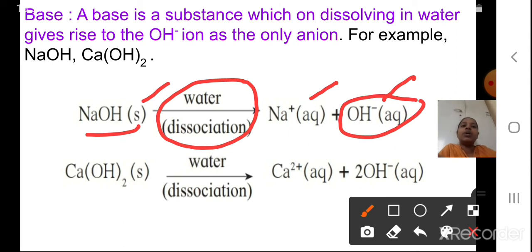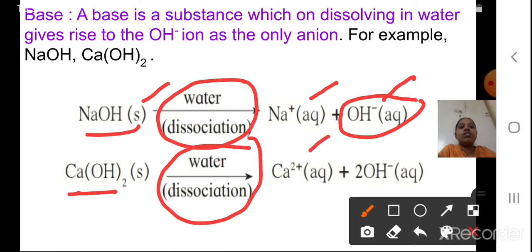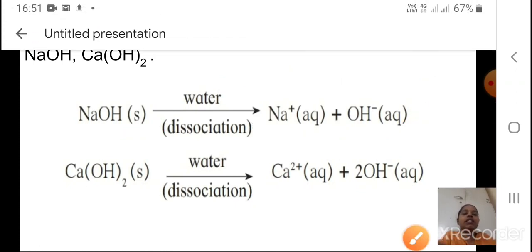Okay. Next you can see calcium hydroxide is given. Okay. Water dissociation again. It has dissociated as calcium and again hydroxide. So OH minus. Okay, so I have got OH minus as only anion when I am putting a base into water. Okay students, did you understand the definition of an acid and base which was given by Arrhenius? Okay students, hope you understood till here.